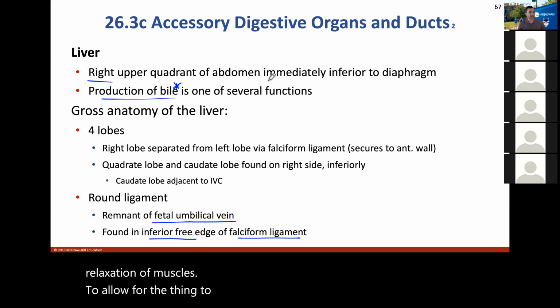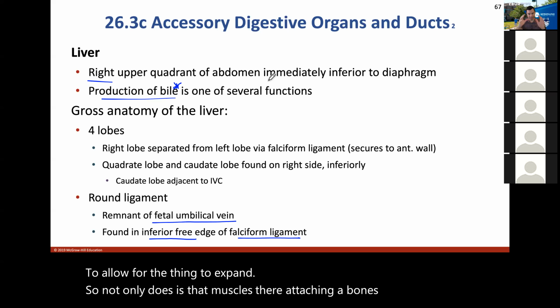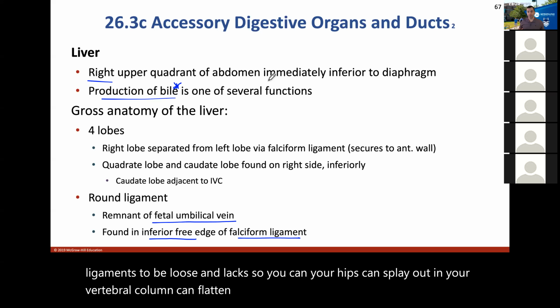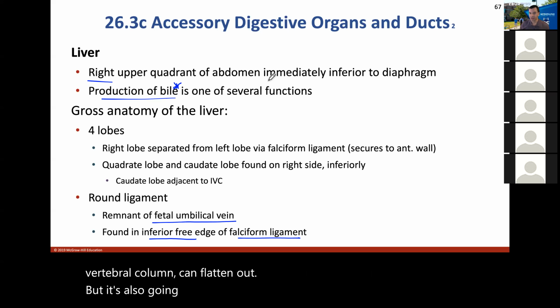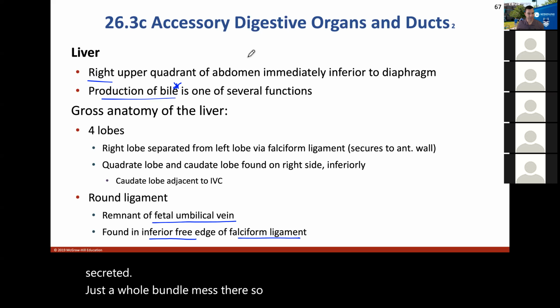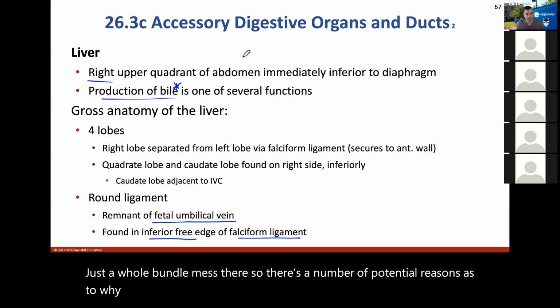So not only are there muscles attaching to bones that allow those ligaments to be loose and lax, so your hips can splay out and your vertebral column can flatten out, but it's also going to affect sphincters as well. So it can cause some issues with too much being secreted and then not enough being secreted. You're just a whole bundled mess there. So there's a number of potential reasons as to why you're going to be a lot gassier when you are pregnant.